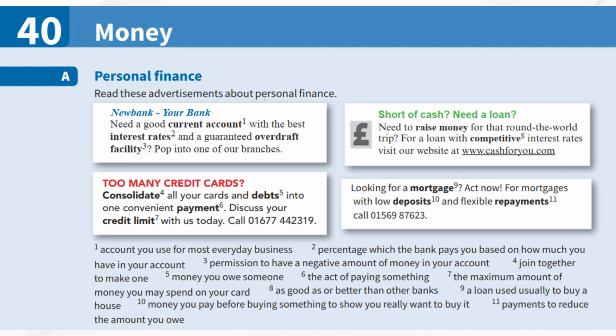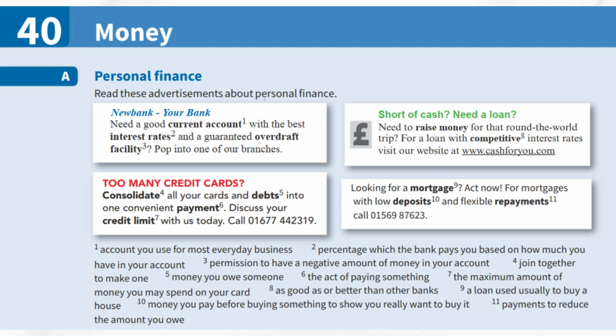Another advert offers a loan with competitive interest rates, which means rates that are as good as or better than other banks. This is for people who are short of cash and need to raise money for something like a round-the-world trip. There is also an advert for people with too many credit cards. It suggests you consolidate all your cards and debts, which means join them together to make one, into one convenient payment. You can discuss your credit limit, the maximum amount of money you may spend on your card, with them.